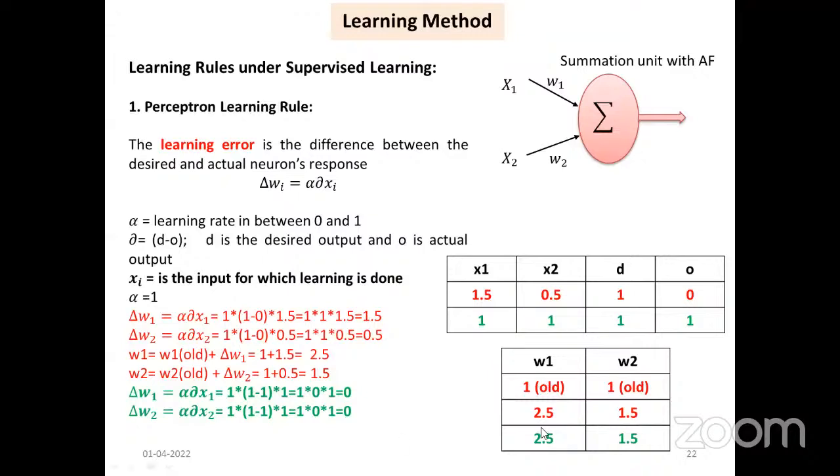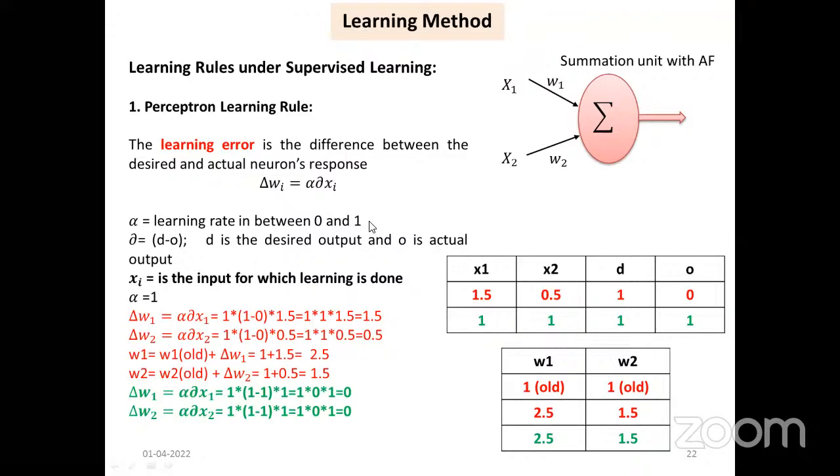So here, my endeavor is to give an example of perceptron learning rule. In case of perceptron learning rule, the change of the weight is defined by this: alpha del xi. Here this del is called the learning error, or the learning signal. And this is the difference between the desired and actual neuron's response, right? So the change of the weights depends on 3 parameters. The first one is alpha. Alpha is called the learning rate, which can be between 0 and 1, right?